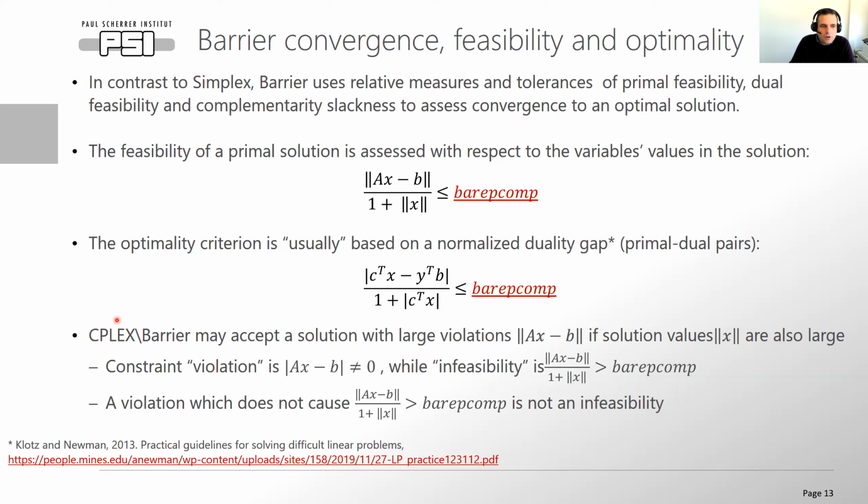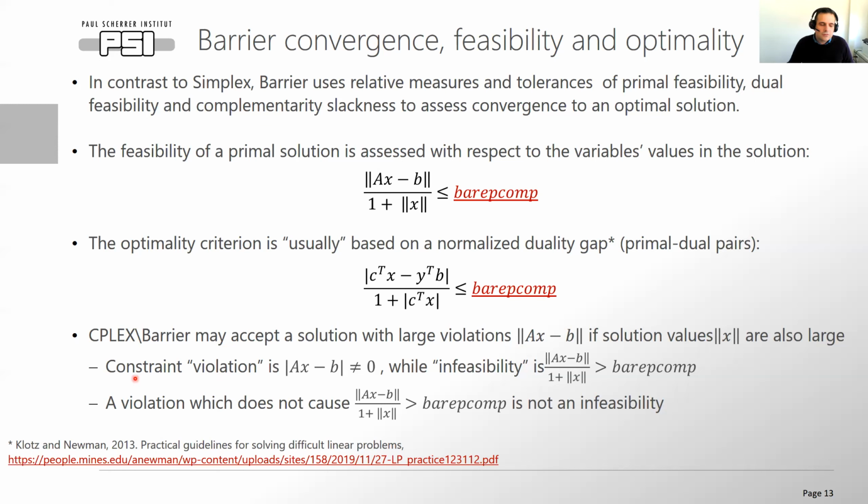So it's important to note, and we should always keep this in mind, that because the feasibility criterion and the optimality are relative criteria, it can be that the Simplex barrier accepts a solution with very large violations in our constraints if the solution values X are quite large. So if our objective is very large, the solution can be reported as feasible even when we have large violations on our constraints. This is how the tolerance of barrier works.